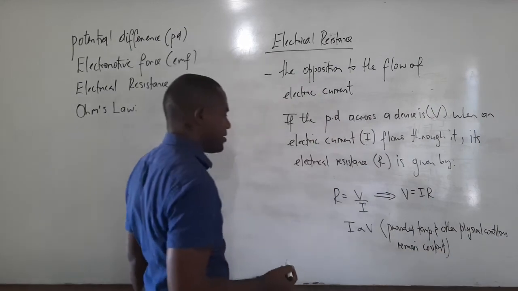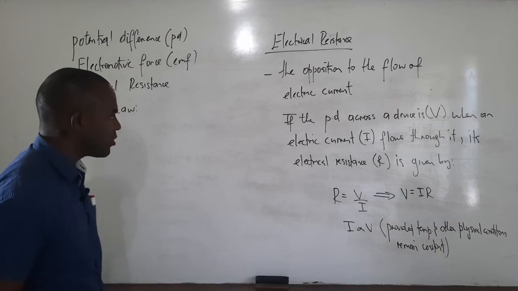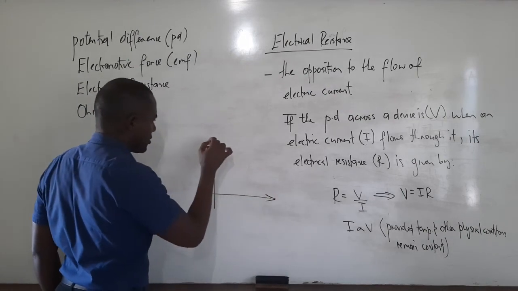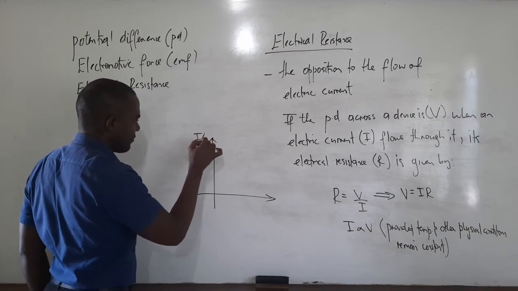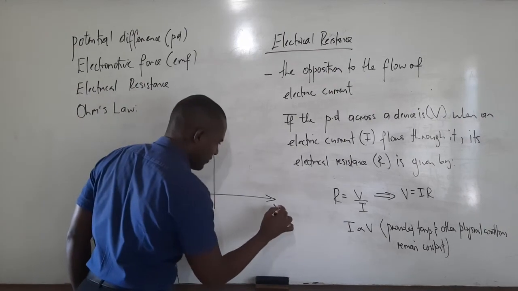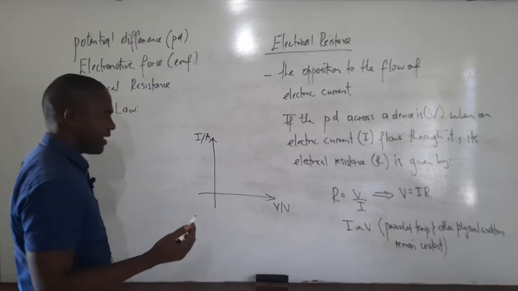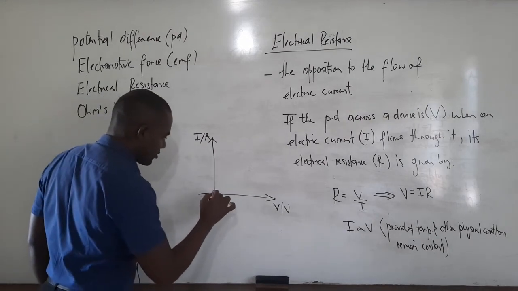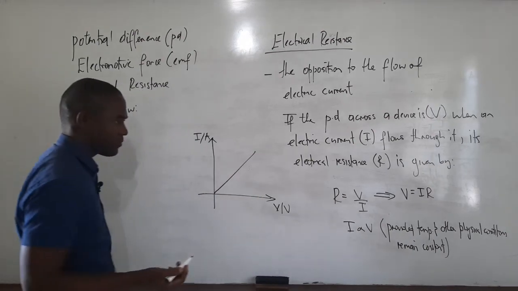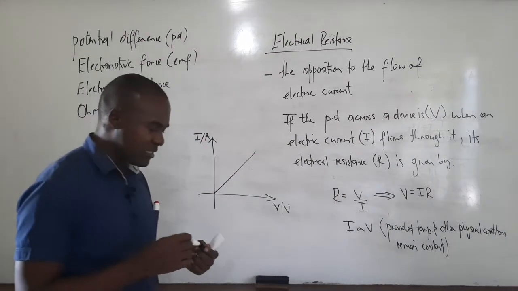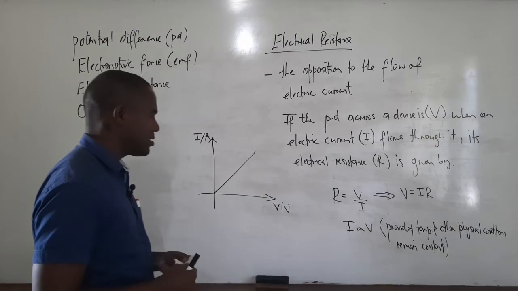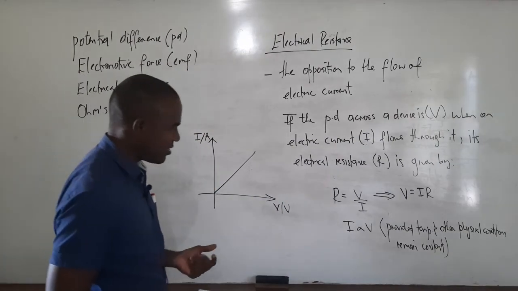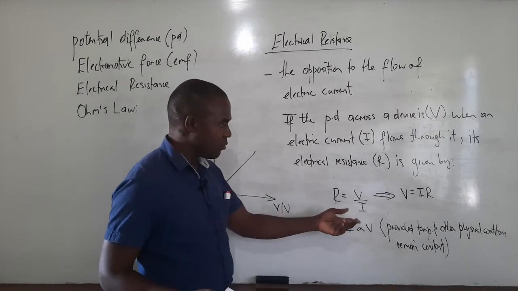So what this basically means is that for a device which obeys Ohm's law, a graph of current against voltage should be a straight line. So if we say I in amperes and V in volts, for a device which obeys Ohm's law, the graph of I versus V should be a straight line passing through the origin. Of course, later on, when we look at IV characteristics, we'll examine this in greater detail. So again, we go back to resistance. Resistance R is equal to V over I.